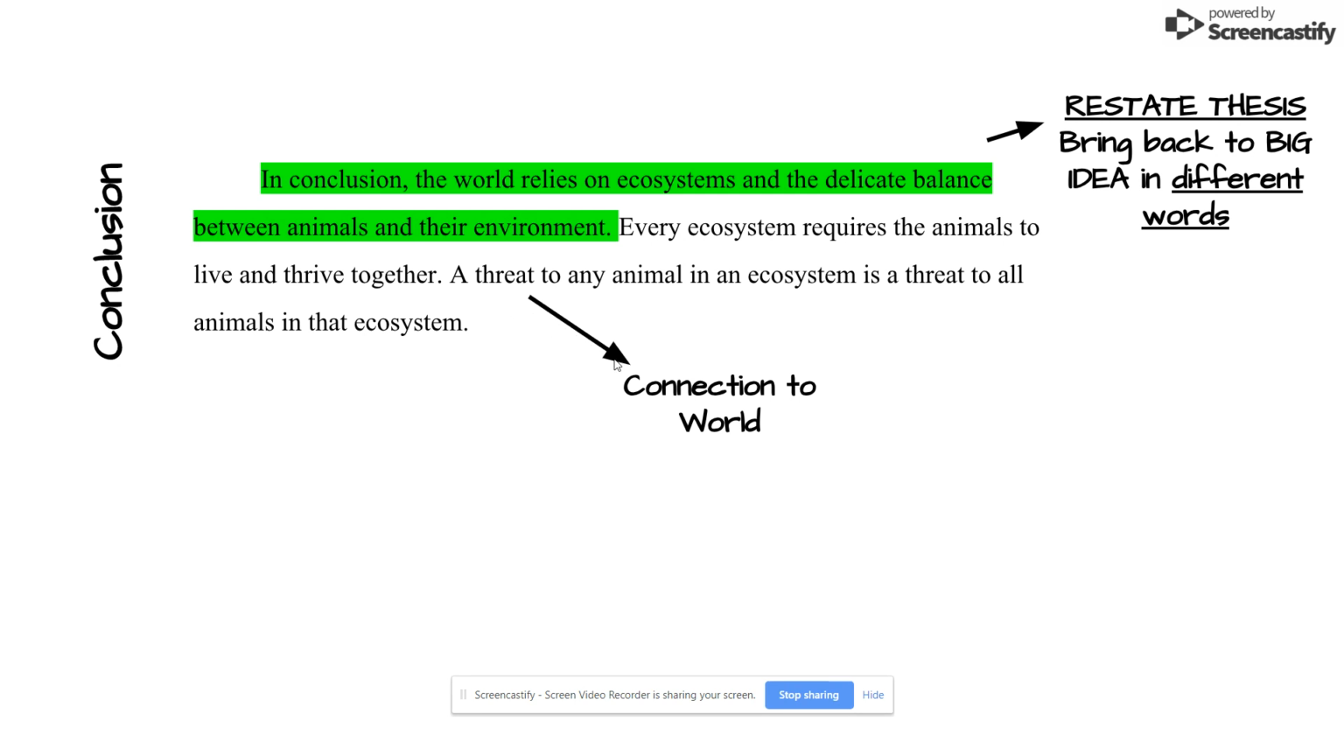So when you are writing your teen activist essays or any other informative essay, you really want to, by the time you get to the end, think about the importance of it. Think about why this should matter to the reader.